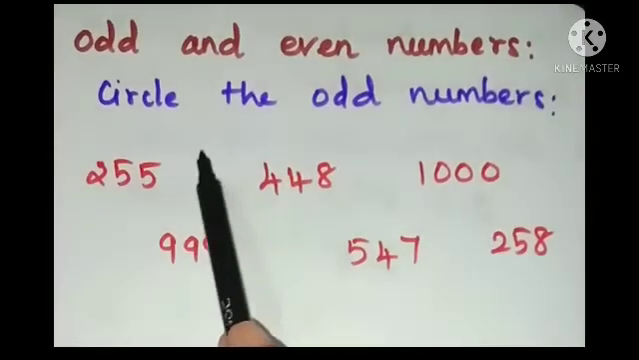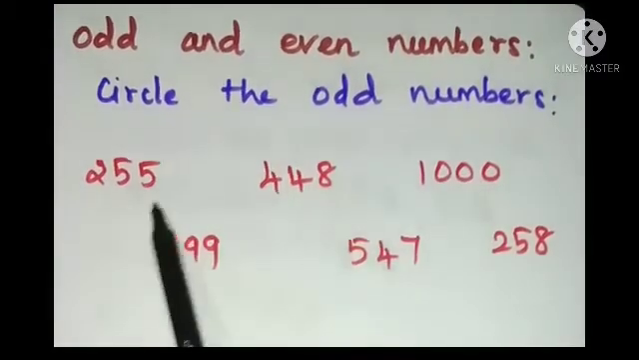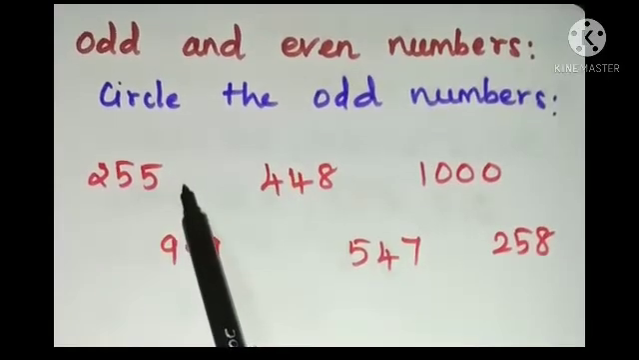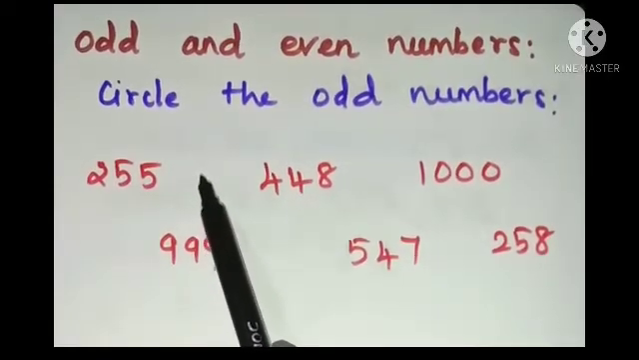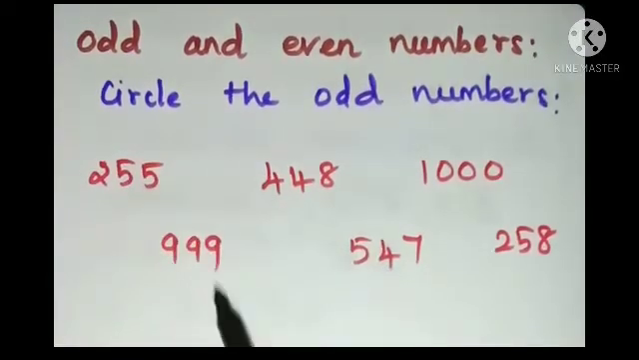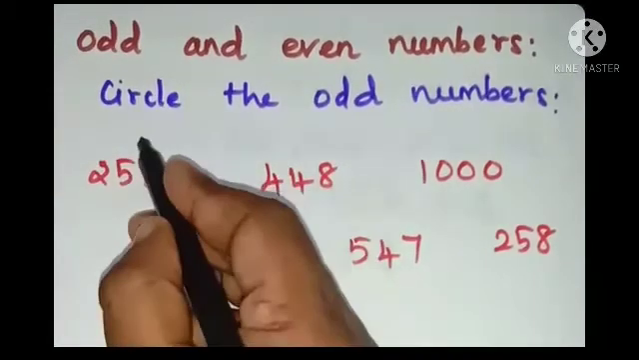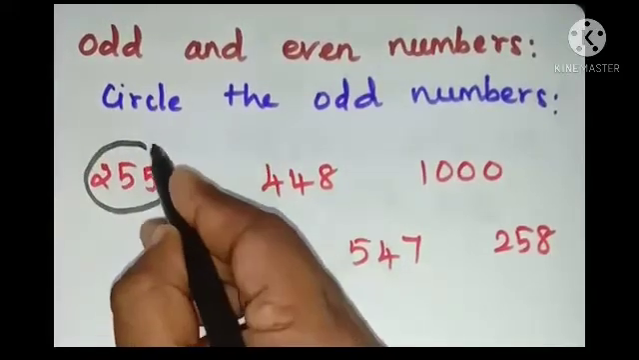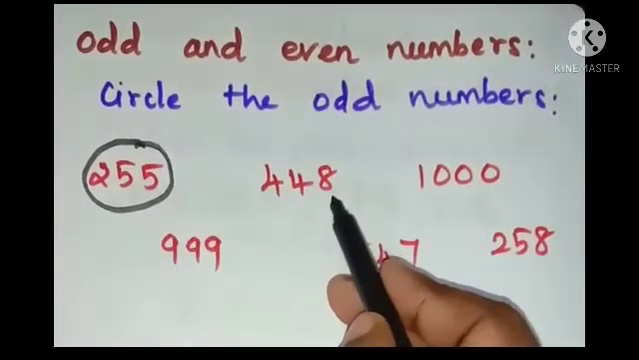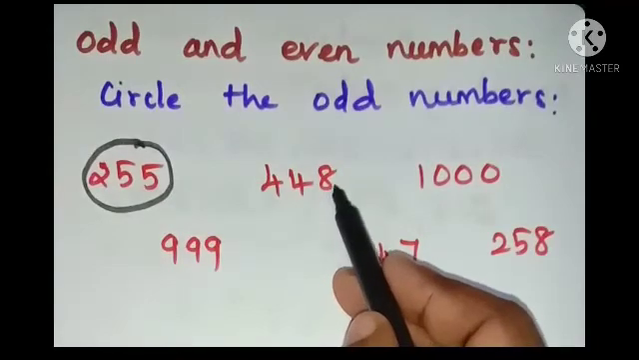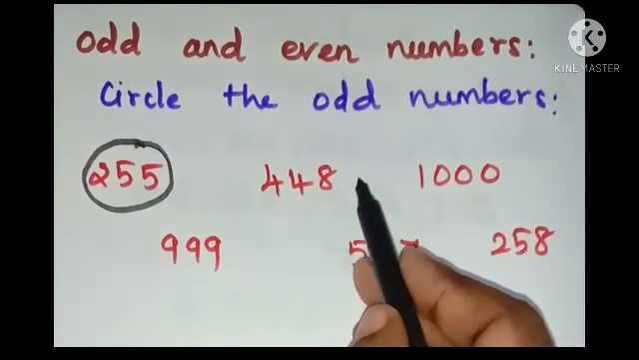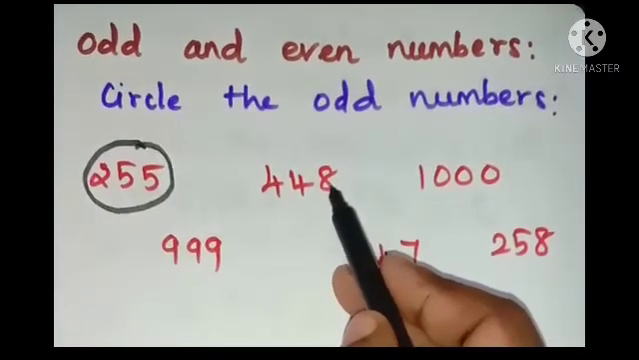Odd and even numbers. Circle the odd numbers. So, children, we know that the numbers ending with 1, 3, 5, 7, 9 are called odd numbers. So, here you have to see the ones place digit. 255, it ends with 5. So, it is an odd number. And here, 8. It does not end with the numbers 1, 3, 5, 7, 9. So, it is an even number.